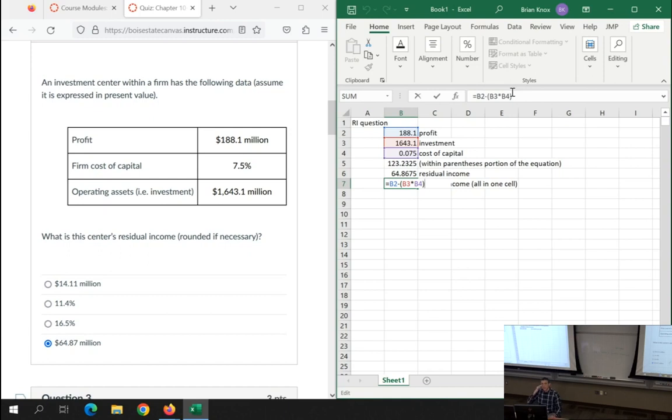One thing I'll say is we can rule out a couple of answer choices right away. Residual income is a dollar figure. So if your paycheck comes back and it says we're going to deposit 11.4% in your bank, you might be working for a scam. So don't do that. It's going to be the dollar amounts here. ROI could be expressed as a percentage, but RI is going to be either A or D in this case.